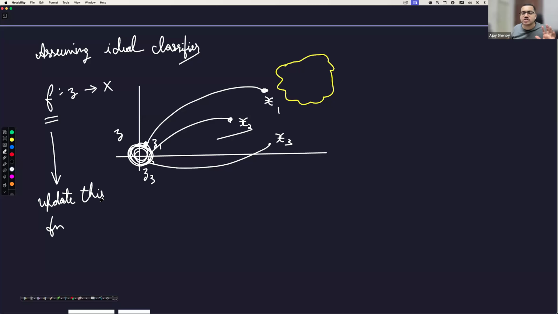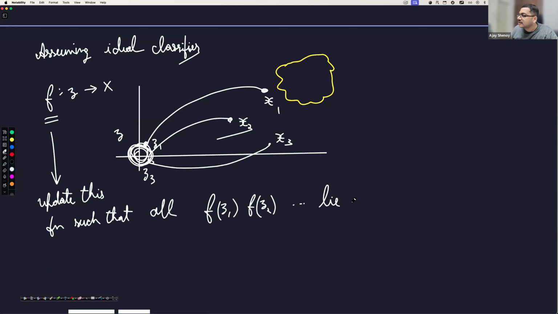Aman, z is not a latent space for us for now. For now, just imagine it's a function. Later we'll give more names for it. So update this function such that all f(z1), f(z2), etc., lie inside the decision boundary. So here's a goal for us now.